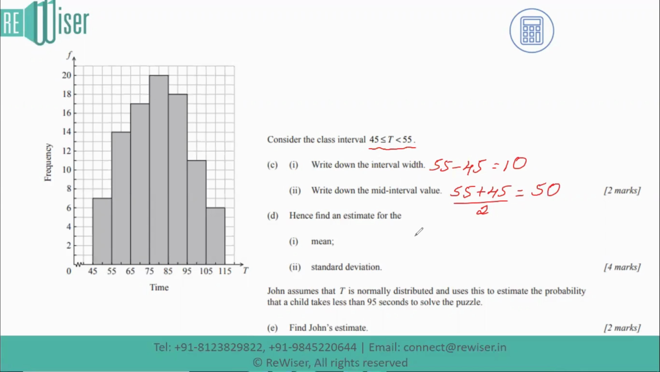Now, using this concept of mid-interval value, we need to figure out the mean and the standard deviation. For the mid values, this one is going to be 50, and for this one it's going to be 60, this is 70, and this one is 80. These are the mid values, 90, then 100, and 110. And we know all these frequencies: 7, 14, 17, 20, 18, 11, and finally 6.